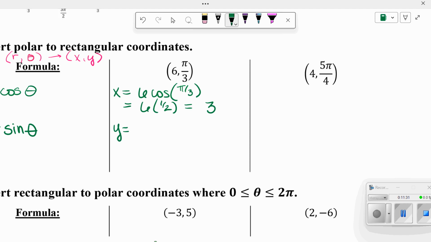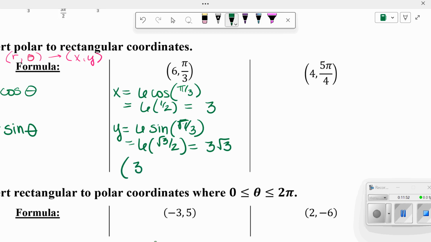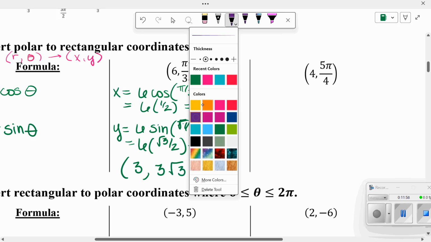And then to find the y value, you do r sine theta. R is 6. The sine value at pi over 3, that's just square root of 3 over 2. And then when we multiply, we get 3 square roots of 3. So to turn this back into a rectangular point, our x value is 3, our y value is 3 square roots of 3. All right, let's try the next one.